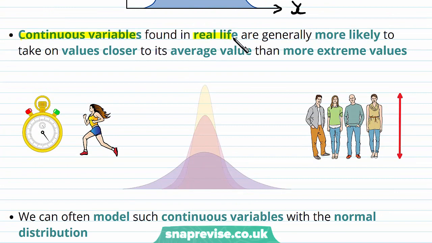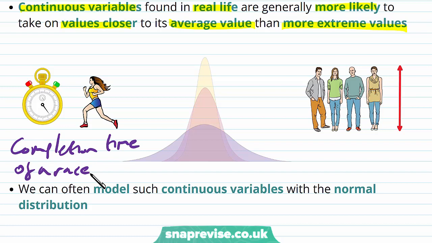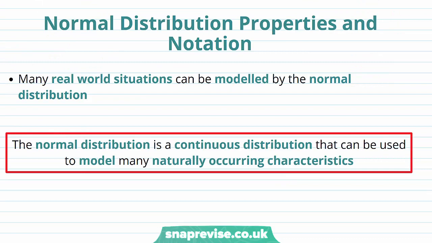Continuous variables found in real life are generally more likely to take on values closer to their average value than more extreme values, in particular, say, the completion time of a race, or the heights of people. We can often model such continuous variables with the normal distribution. So what exactly is the normal distribution, and what are its properties and notation? Many real-world situations can be modelled by the normal distribution. The normal distribution is a continuous distribution that can be used to model many naturally occurring characteristics.